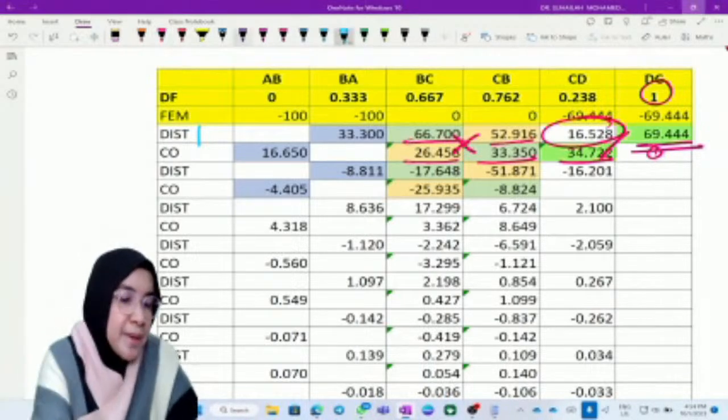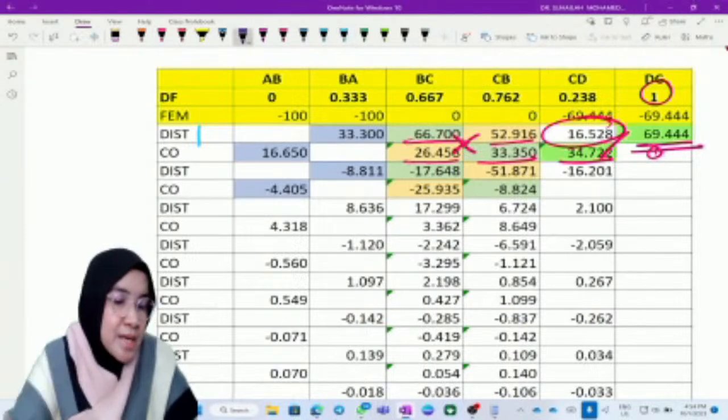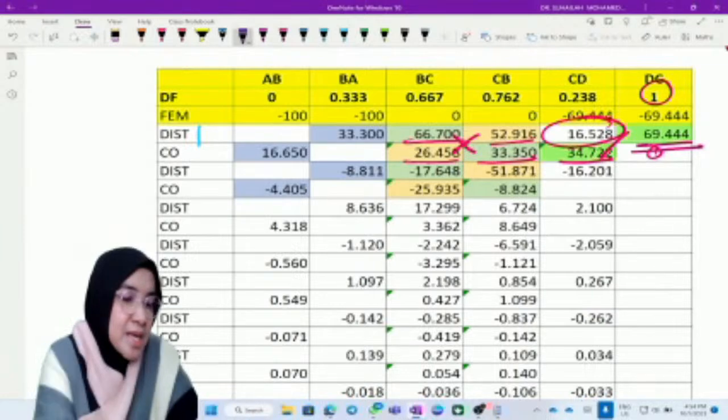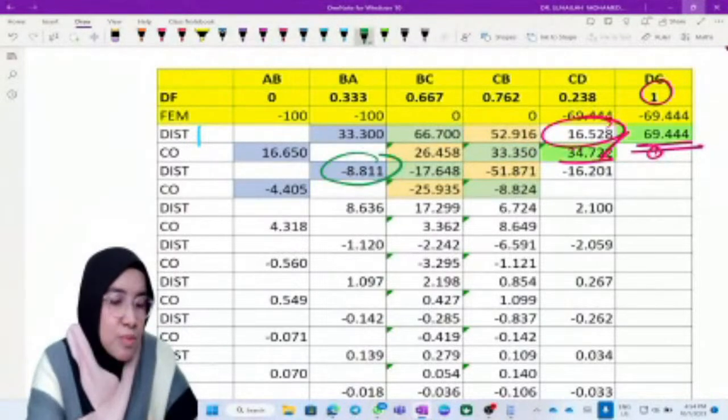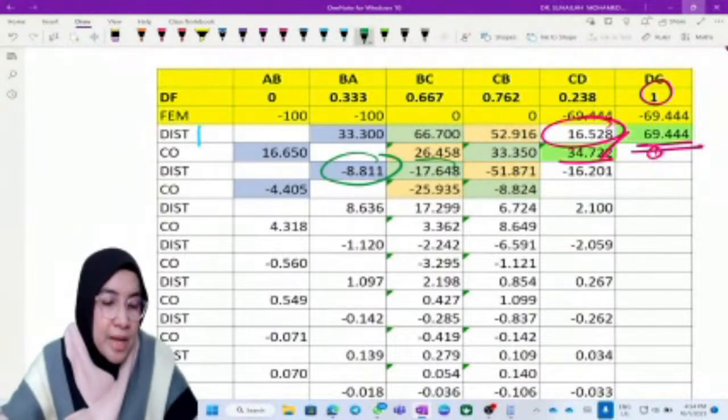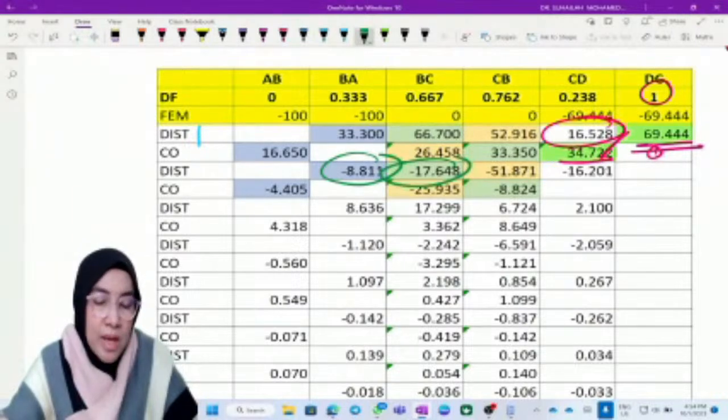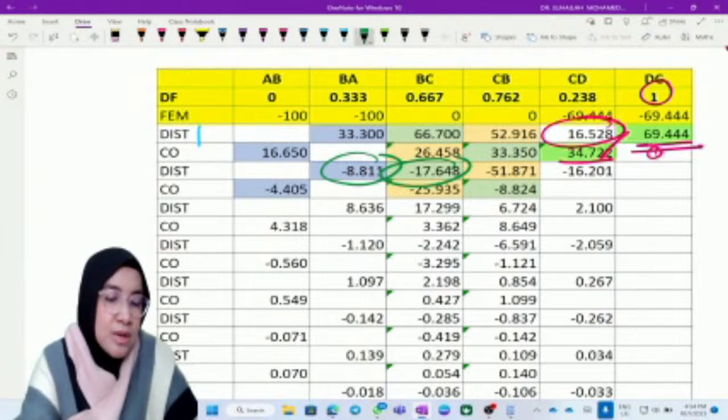26.4 times 0.333, so we get negative 8.8, and then we get negative 17.648. Then continue for joint C.